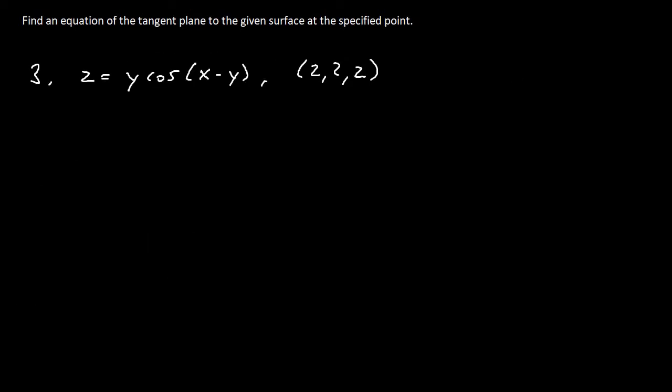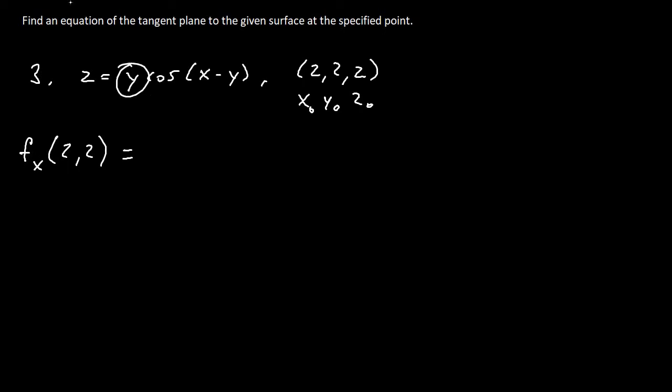So now for number 3, we have z equals y times cosine of x minus y at the specified point of 2, 2, 2. So that once again is going to be the x0, y0, and z0. So let's go ahead and find f sub x, or the partial derivative of f with respect to x, evaluated at x0, y0, so at 2, 2. So once again, that is going to be equal to, now x is the variable that we derive, and everything else is going to be constant.